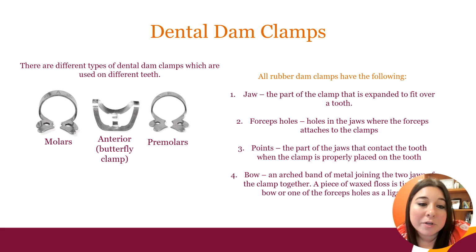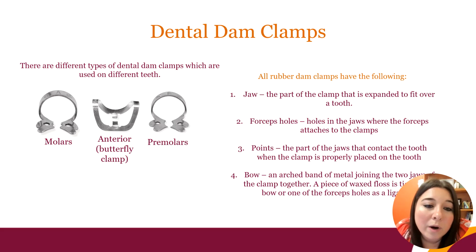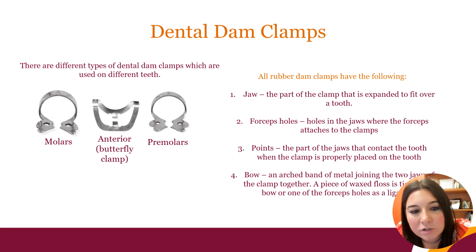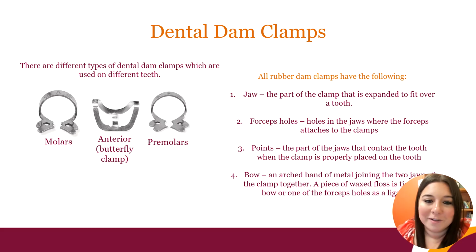You can see in the picture here, the molar and premolar ones look very similar, but look towards that center jaw portion, where the molar one is a little bit wider. Obviously, molars are wider than premolars, so that opening has to be a little bigger to fit over a molar, whereas the premolar one's a little bit smaller. And then the anterior one we call a butterfly clamp, because it almost has two bows going on either side. So those are always easy to pick out compared to the molars and premolars.